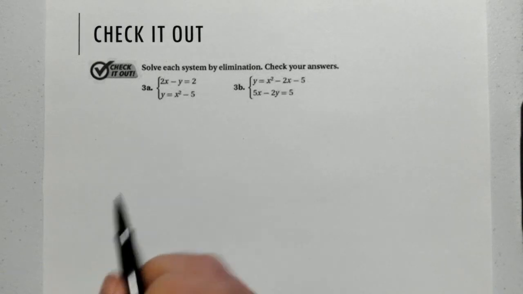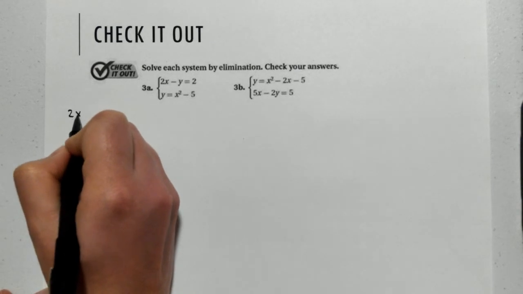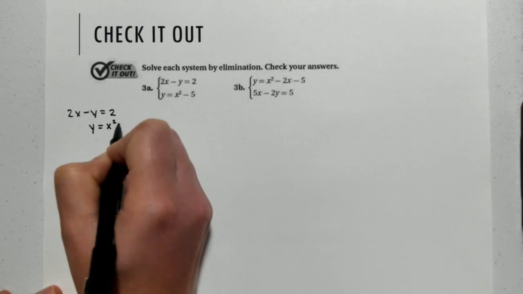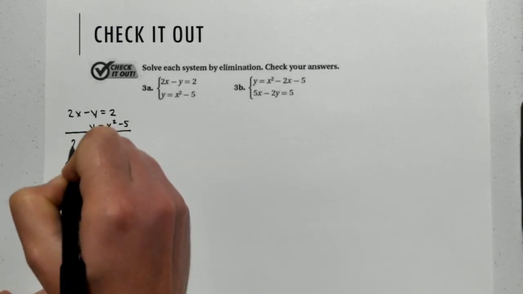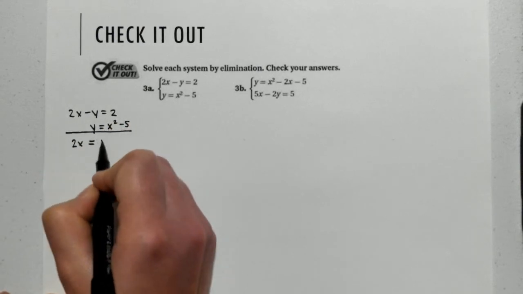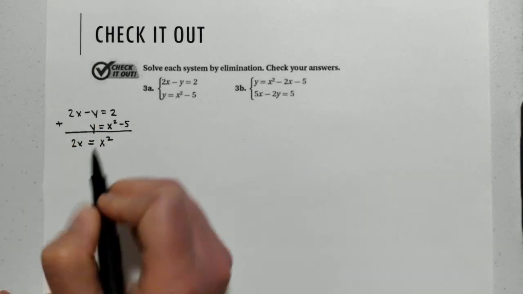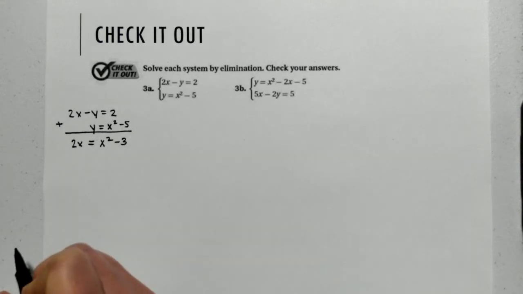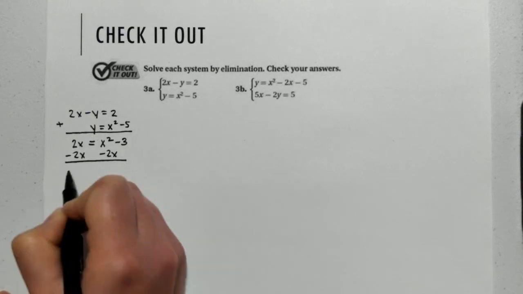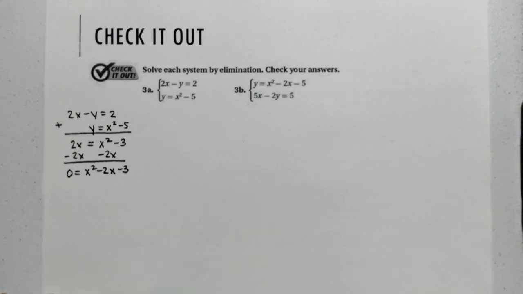So for A, negative y and a positive y, so I can add to eliminate that y term. So I'm going to rewrite them so my y's line up. So I'm going to have 2x, negative y plus y gives me 0, equals, over here I'm going to have x squared, and then 2 plus negative 5 gives me negative 3, so minus 3. Write it in standard form, so subtract 2x from both sides. So I get 0 equals x squared minus 2x minus 3.